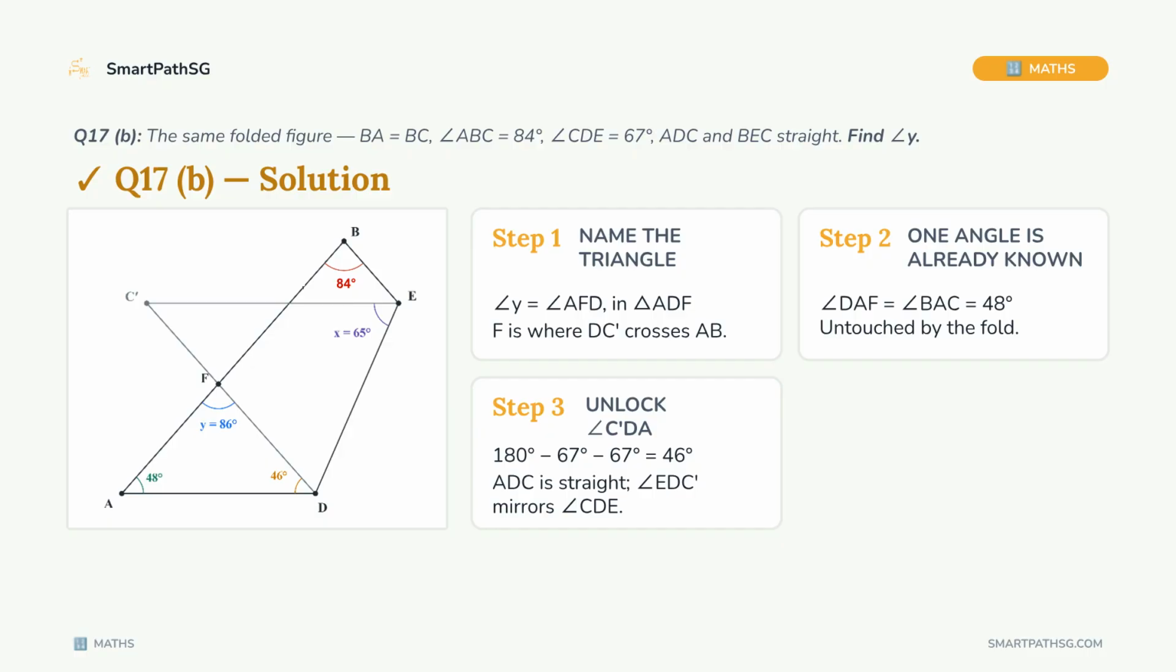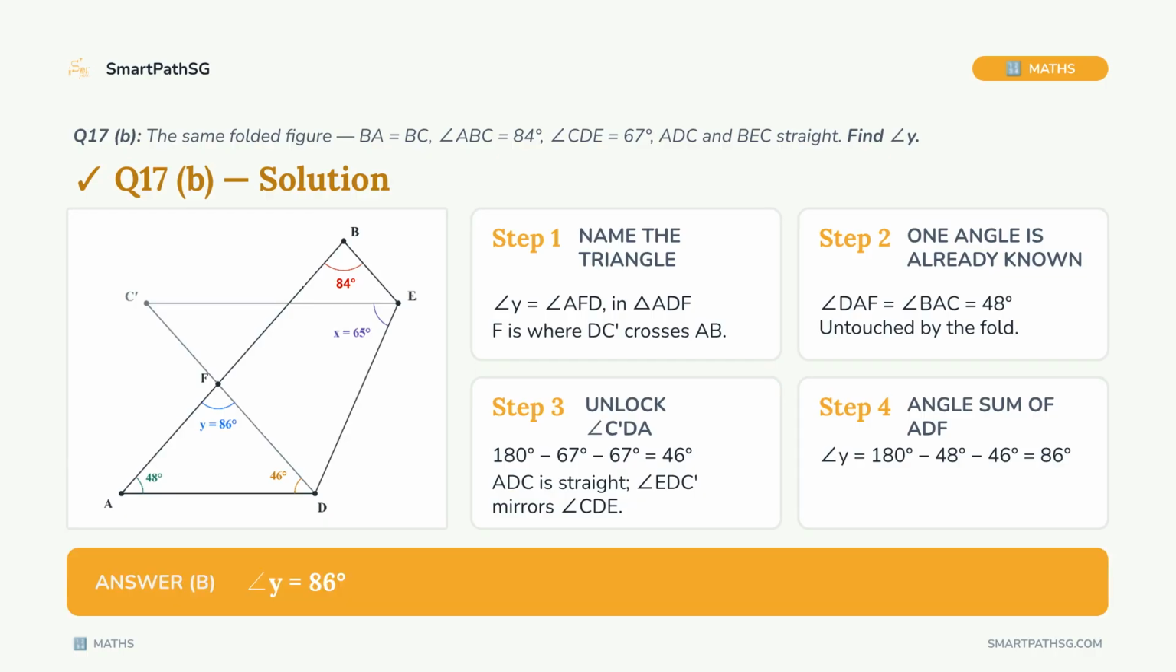ADC is a straight line, so the angles at D add to 180. Turning from DC round to DA, you pass through two equal 67 degree angles, angle CDE and angle EDC prime, its mirror image, because the fold copied it across the crease. So angle C prime DA is 180 minus 67, which is 46 degrees. Step 4, angle sum of triangle ADF. 180 minus 48 minus 46 gives angle Y equals 86 degrees.